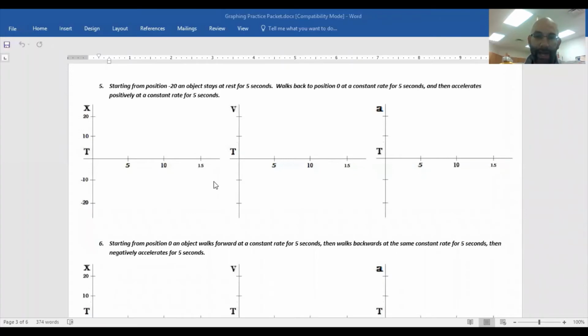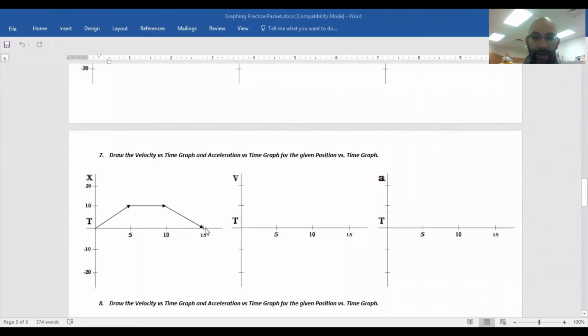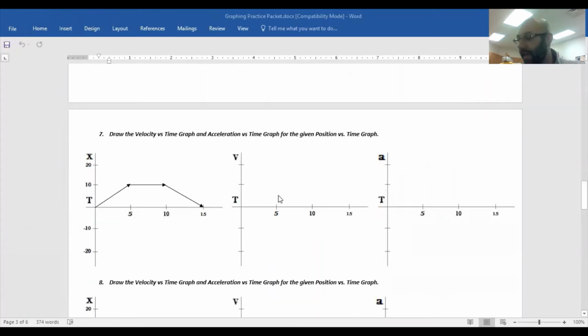So 6, same idea. All right, 7. So you're going to draw, ignore the part that says the acceleration time graph, that we can ignore. Okay, so draw the velocity time graph. Actually, no, let's do both. Draw the velocity time graph and then the acceleration time graph for what's going on in this one. So you have to ask what's going on. So let's just do a brief write down of exactly what's occurring here.